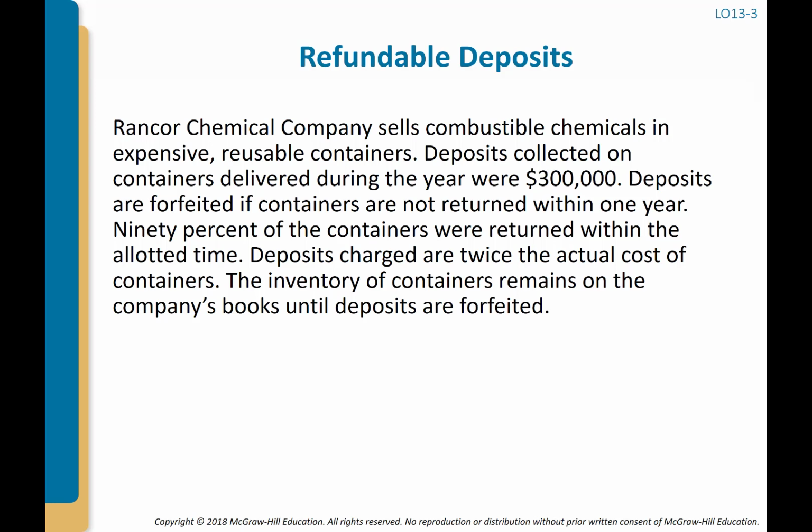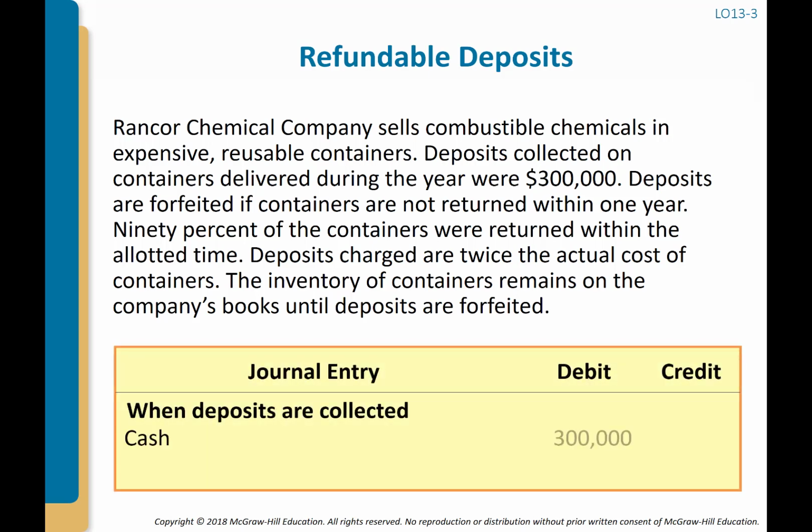So we have these refundable deposits, and when you look at these questions with all of these sort of gift cards and that sort of thing, they almost become more of a reading comprehension thing than an accounting thing. I mean, the question will tell you this is what they plan to do. Okay, so we have a refundable deposit, and it is collected on containers, and the deposit is forfeited if the container is not returned within 1 year. They say 90% of the containers will return within the allotted time, and deposits charged are twice the actual cost of the container, and the inventory of containers remains on the company's books until deposits are forfeited.